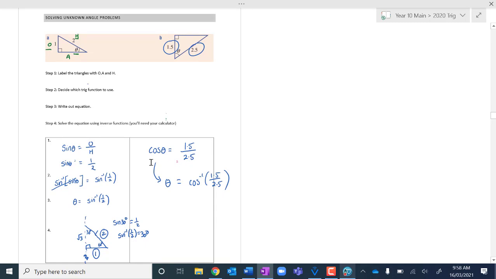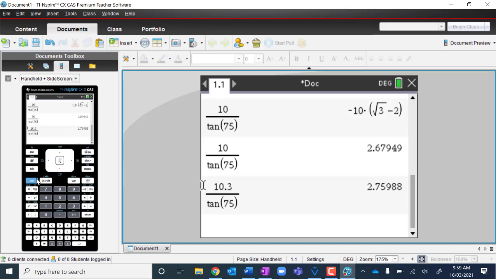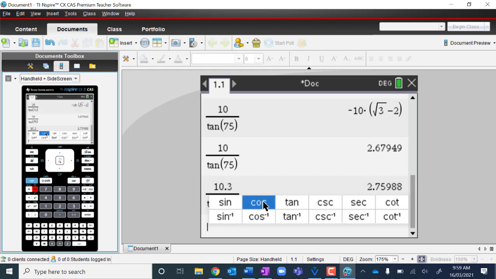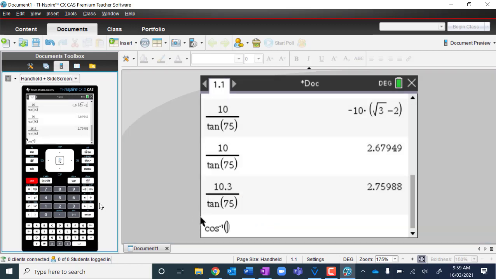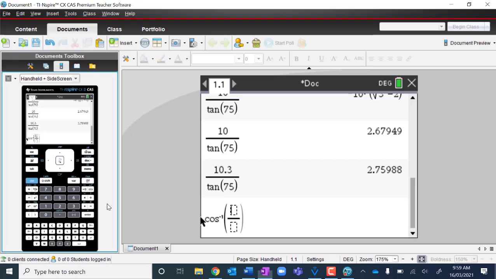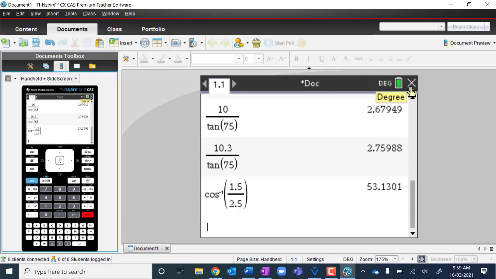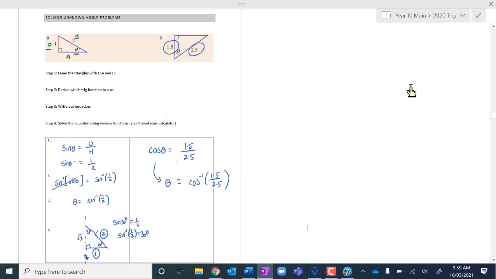So, of course, how do we do it? We've got to make sure that in the CAS calculator, we're going to go to trig, and instead of cos, we're looking at inverse cos. Let's use our fraction tool. Do 1.5 over 2.5. Is our calculator in degree mode? Yes. So our answer is 53.13 degrees.